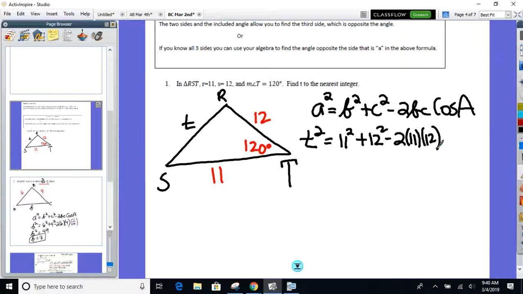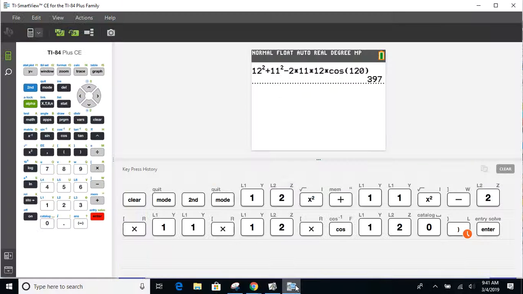And then what's the deal with this cosine of A? Cosine of the angle across from whatever side you started with. And what angle do I have? So not 120, cosine of 120. And you should be able to plug all this into your calculator all in one line. So T squared equals, I'll do it with you.